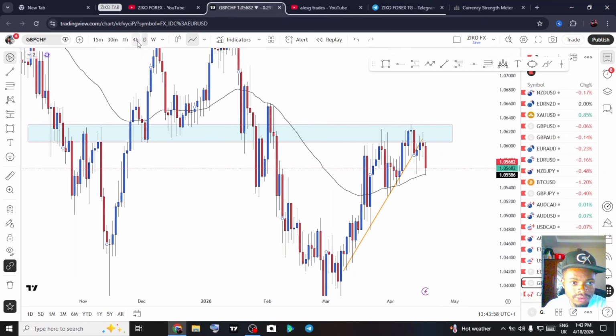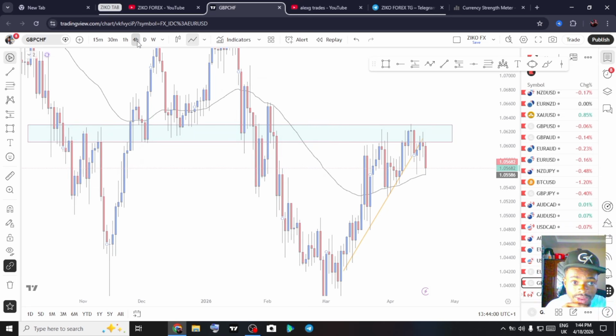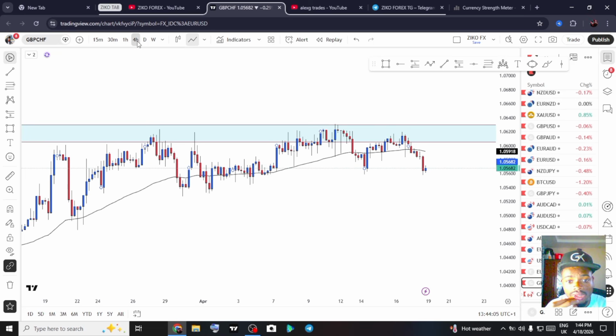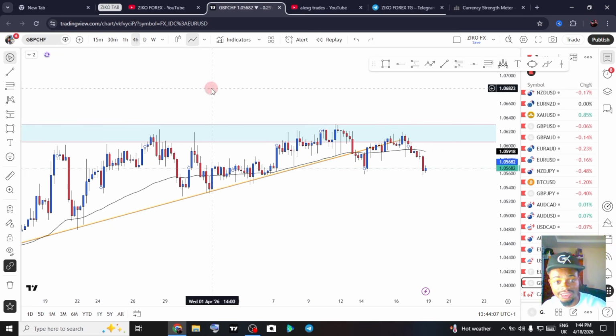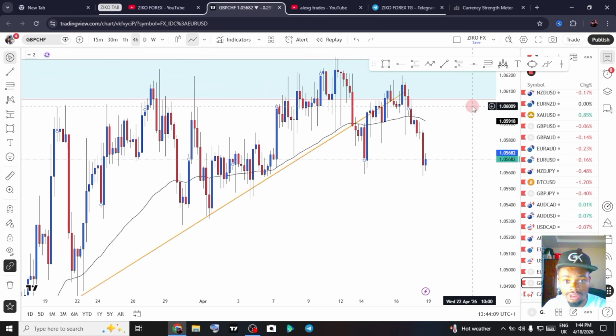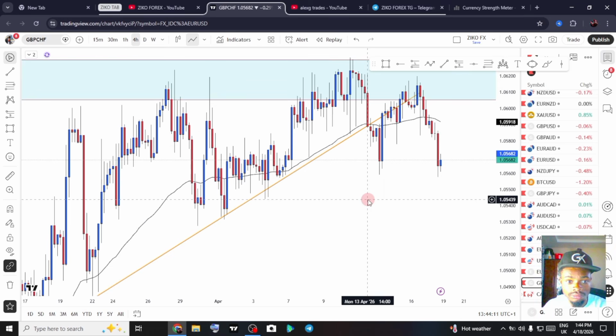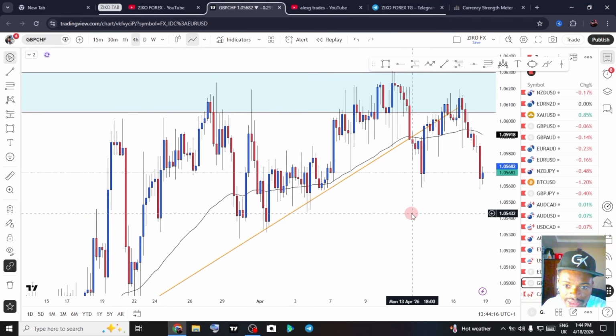Let's look at the 4 hour again. It's been a while since I actually traded GBP. Okay, but coming over to the 4 hour again, I just noticed something I don't like.